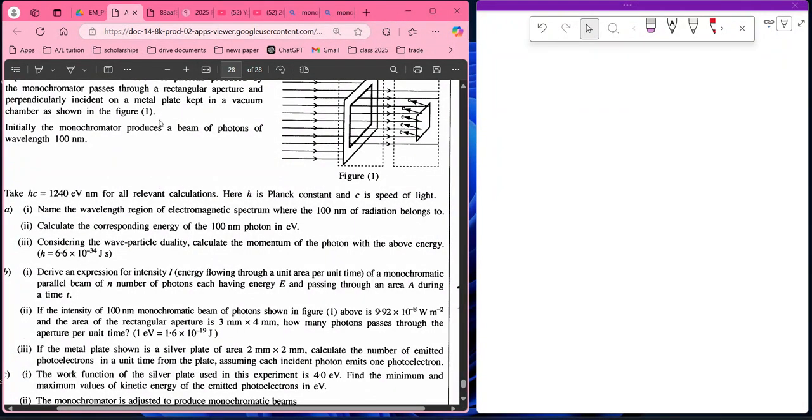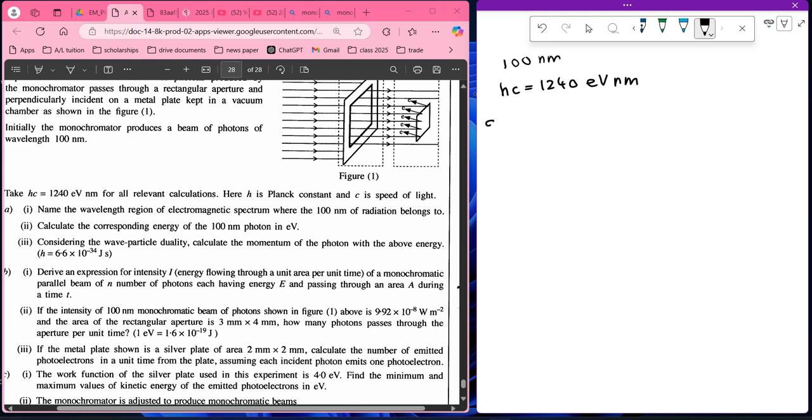So initially the monochromator produces a beam of photons of wavelength 100 nanometers. Photons of wavelength 100 nanometers. Take the HC product as 1240 electron volt nanometer for all the relevant calculations. H is the Planck constant, C is the speed of light.